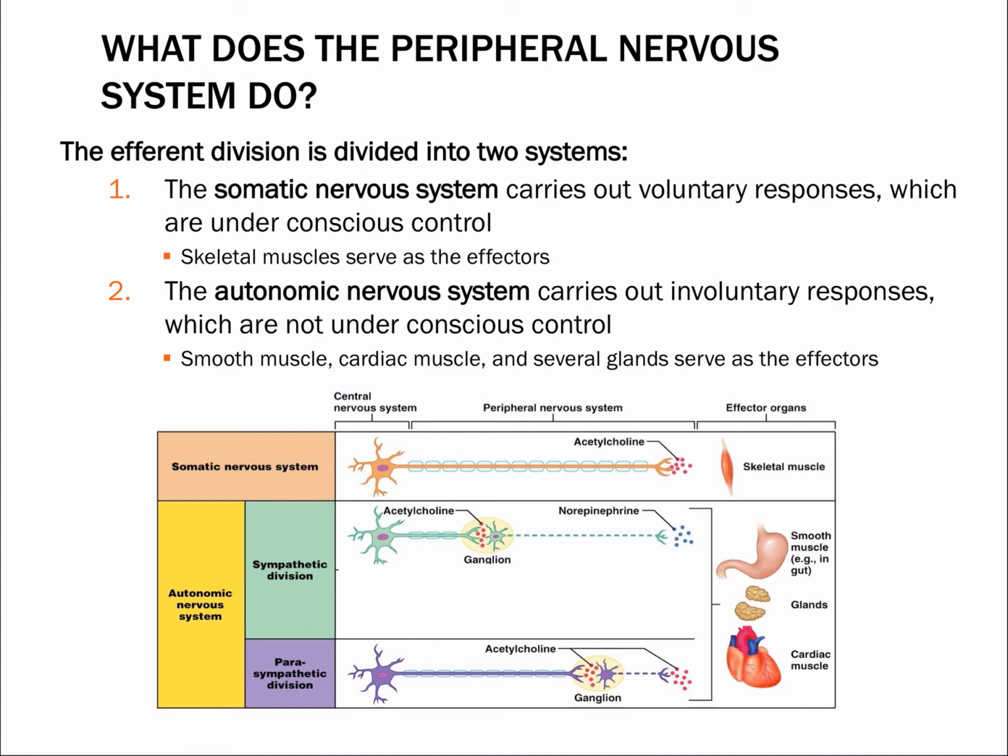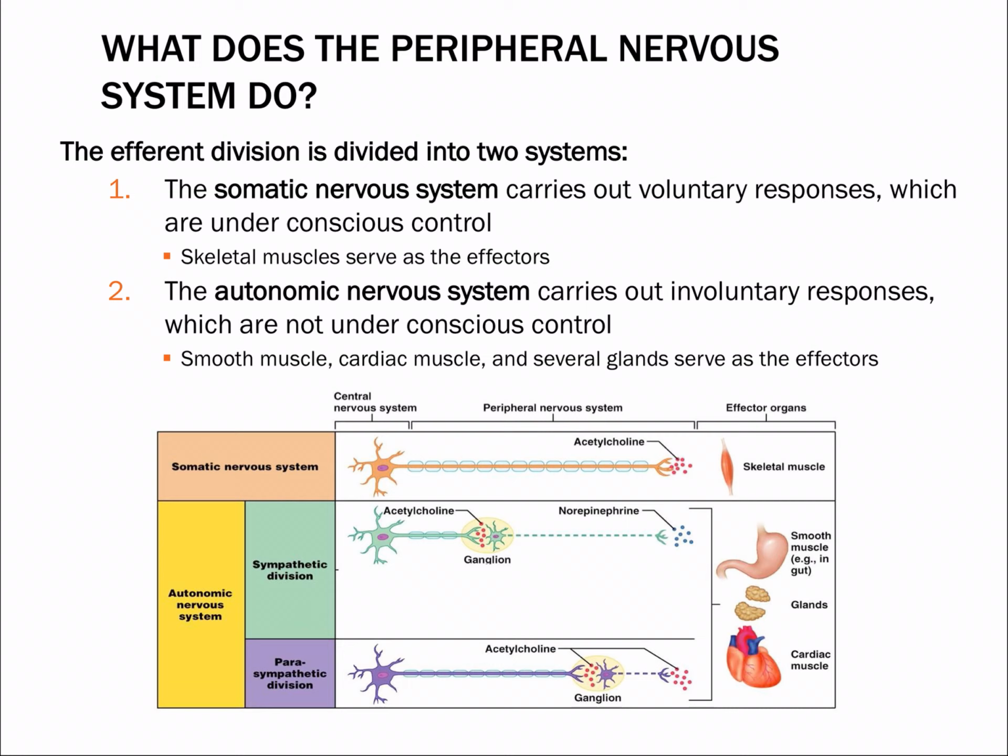But there's a whole other system that's controlling everything that you're not consciously thinking about. You're not thinking about your heartbeat. You're not thinking about your digestive tract contracting. You're not thinking about glands and sweat glands eliciting a response if you're hot. All those things are controlled by your autonomic nervous system.